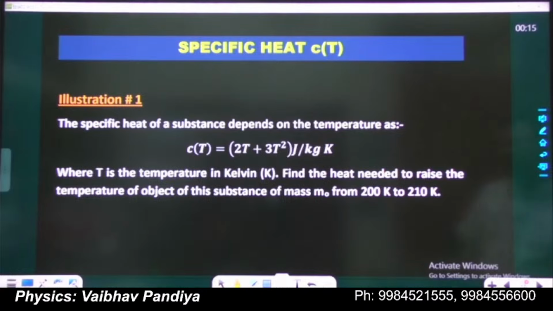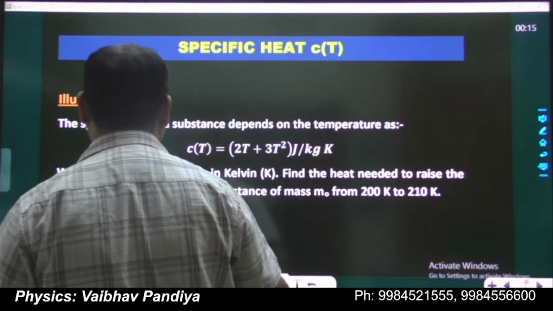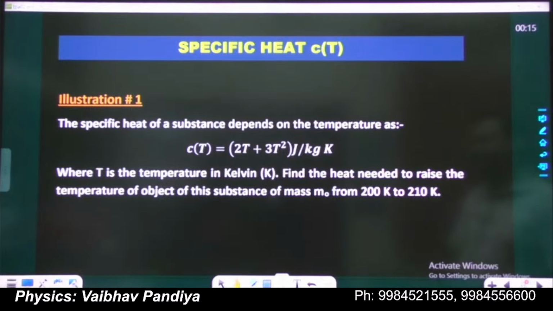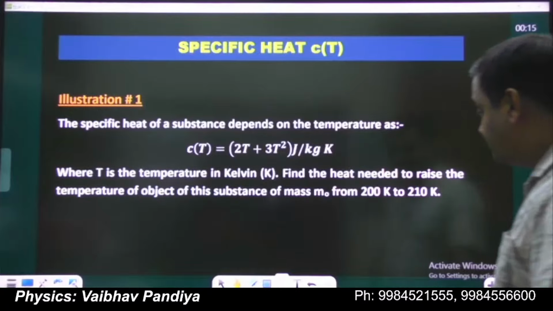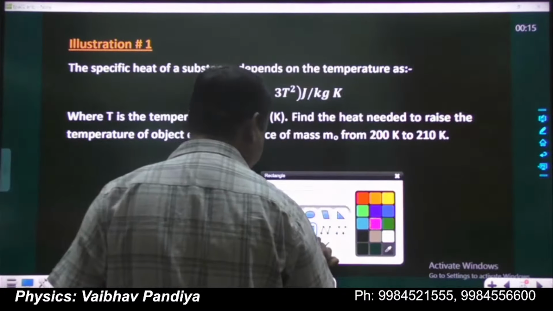The specific heat of a substance depends on the temperature as c(T). c(T) means what? c as a function of temperature, 2T plus 3T square joule per kg Kelvin, where T is the temperature in Kelvin. Find the heat needed to raise the temperature of an object of the substance of mass m naught from 200 Kelvin to 210 Kelvin. Okay. So let's see how we will proceed with the problem.